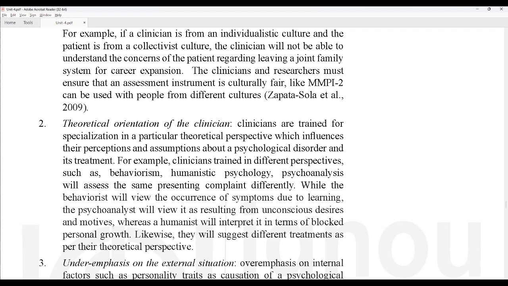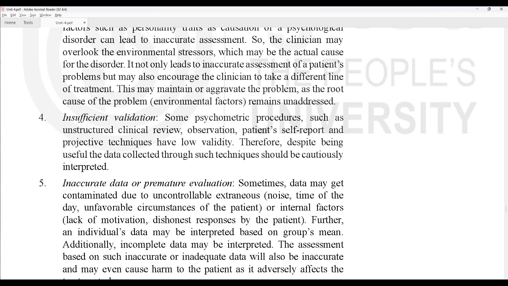3. Under-emphasis on the external situation, overemphasis on internal factors such as personality traits as causation of a psychological disorder can lead to inaccurate assessment. So, the clinician may overlook the environmental stressors, which may be the actual cause for the disorder. It not only leads to inaccurate assessment of a patient's problems but may also encourage the clinician to take a different line of treatment. This may maintain or aggravate the problem, as the root cause of the problem, environmental factors, remains unaddressed.